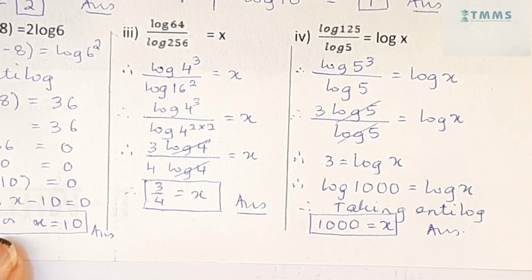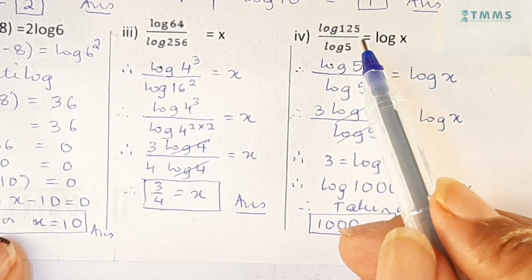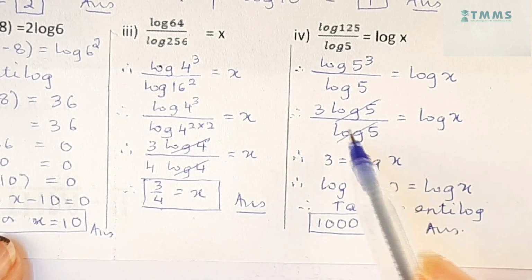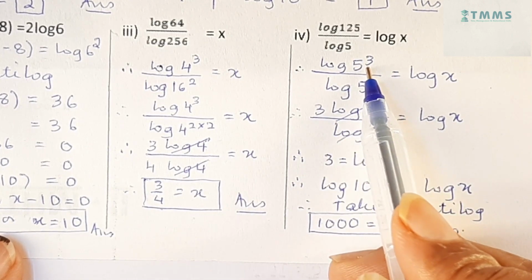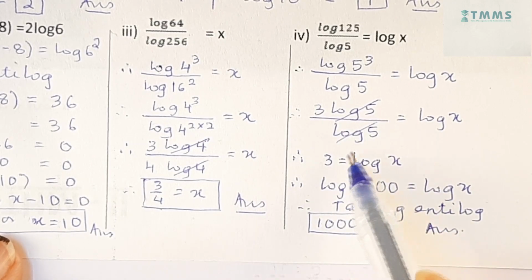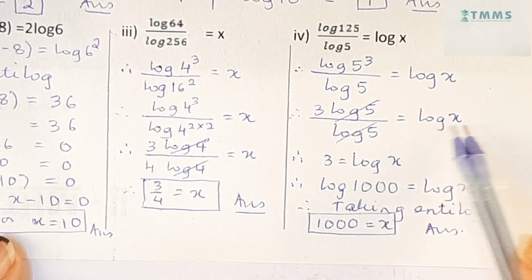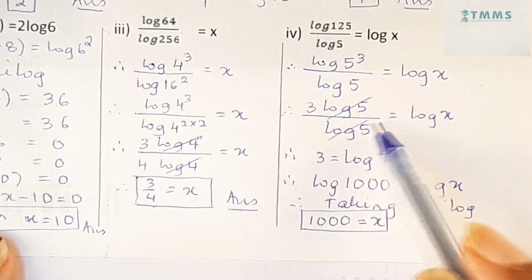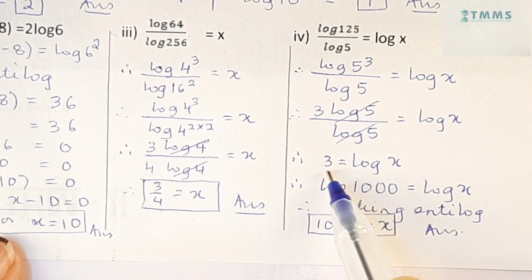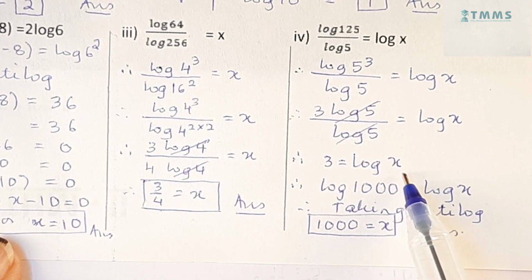Let's check the steps. Log 125 is log 5 cube. In the next step, we use the power law and we write it as 3 log 5 upon log 5 is equal to log x. Cancel this. 3 is equal to log x. How many of you got stuck over here?